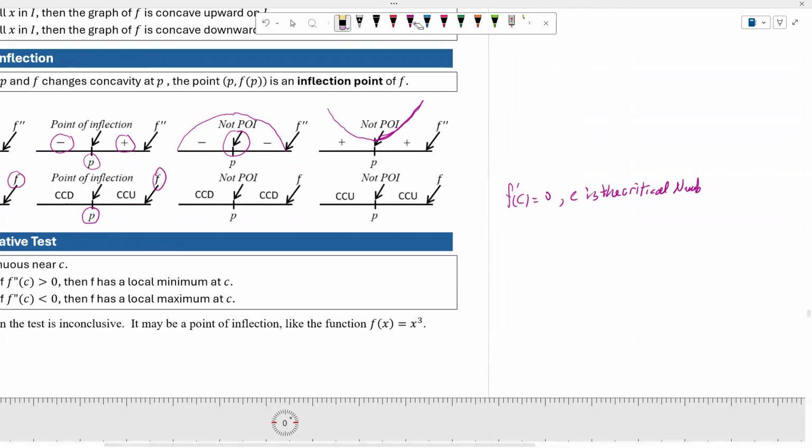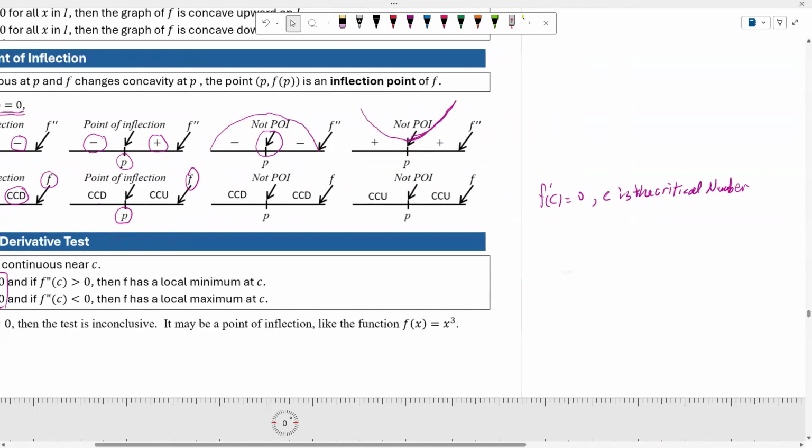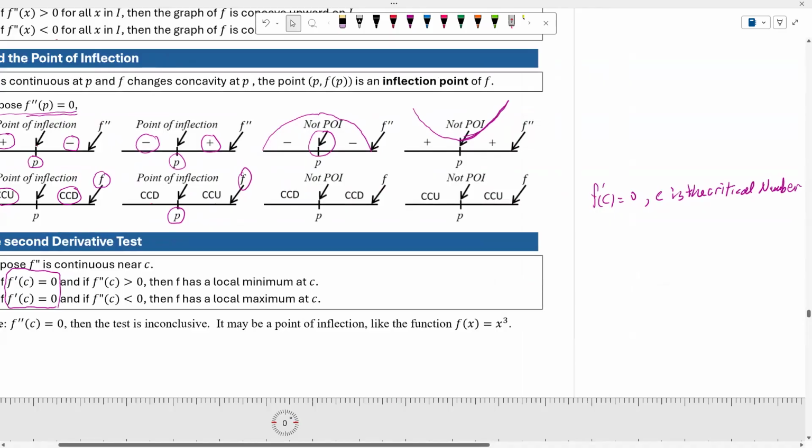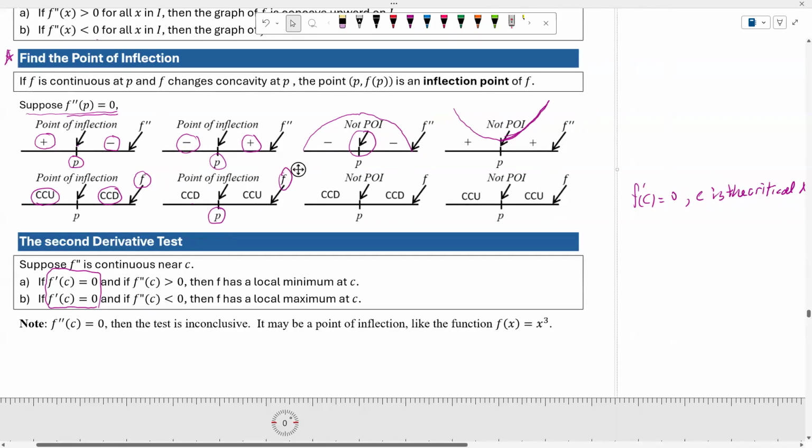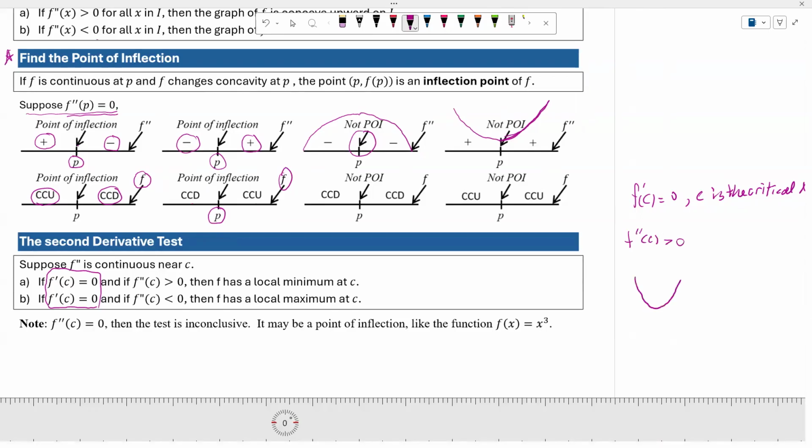That means in this case right here, if it is a critical number, meaning it could be the local maximum or minimum, then, if f double prime of c is greater than 0, remember, f double prime of c greater than 0 means we have a concave up. This one, we have a concave up, and c is a critical number. Of course, in this case, f has a local minimum at c.